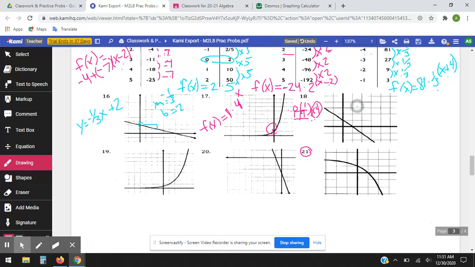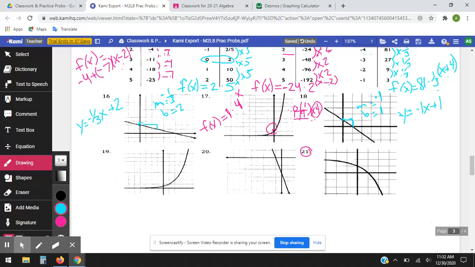Okay, so here I need my m. It's a linear, it's a line, and a b. Well, looks like my slope is right 1, down 1. So that would be negative 1 over 1. And my y-intercept is 1. So y equals m, which is negative 1, x plus 1.